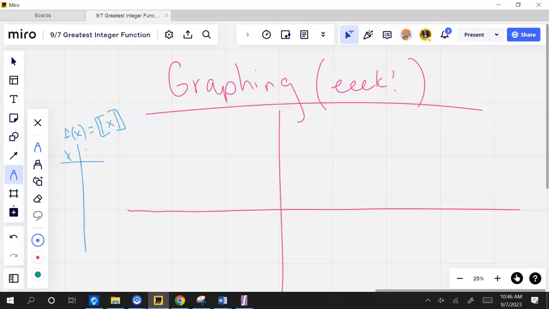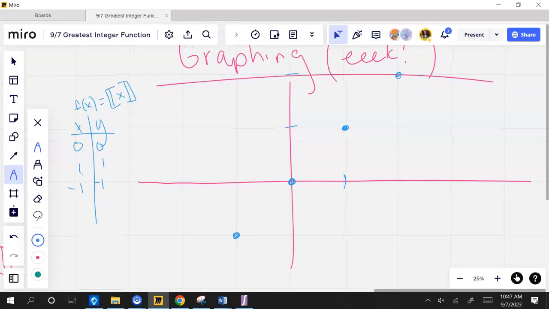If I'm just graphing the greatest integer of x, I know what happens when I plug in whole numbers. It spits that same whole number back out. 0 would give me 0. 1 would give me 1. Negative 1 would give me negative 1. In fact, all of these are points on my graph, but this is not connecting in a straight line. Do you agree?